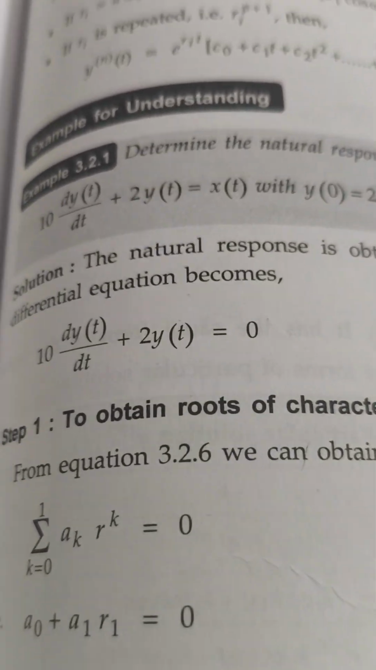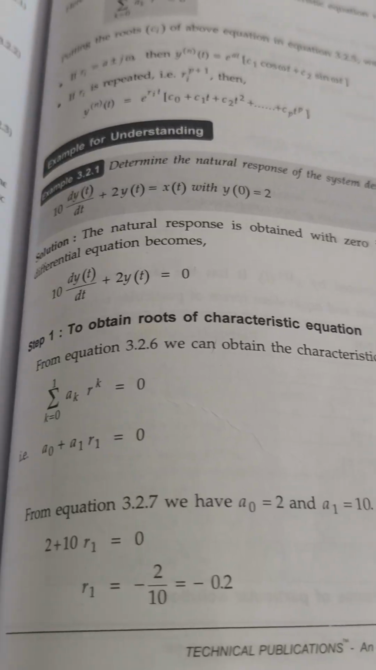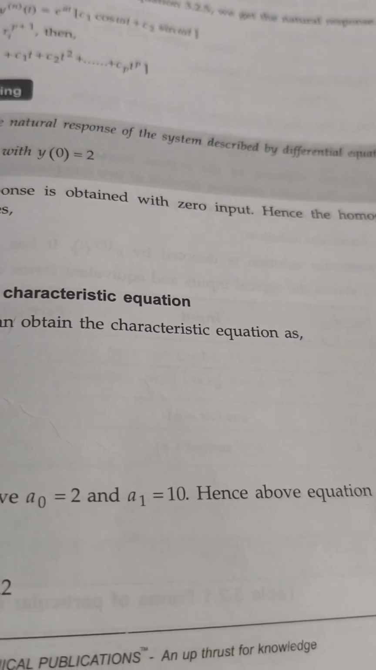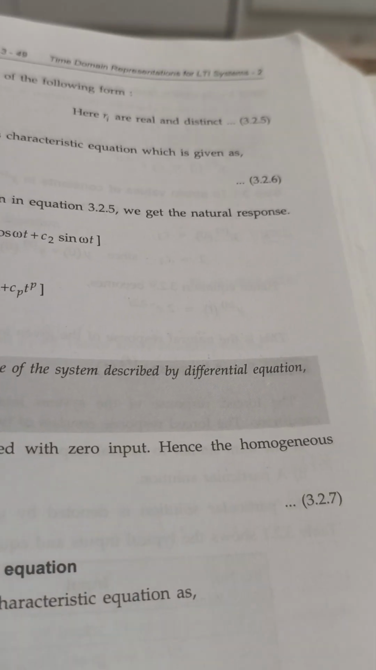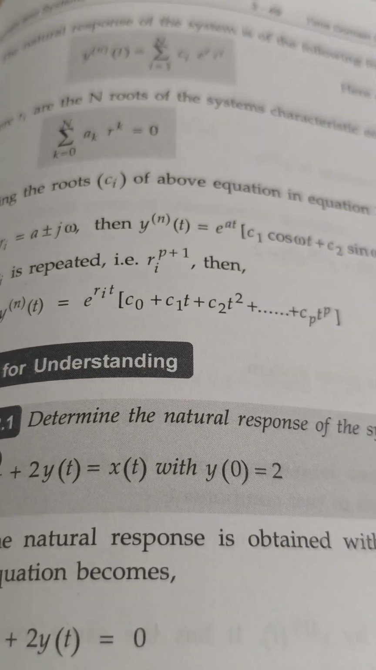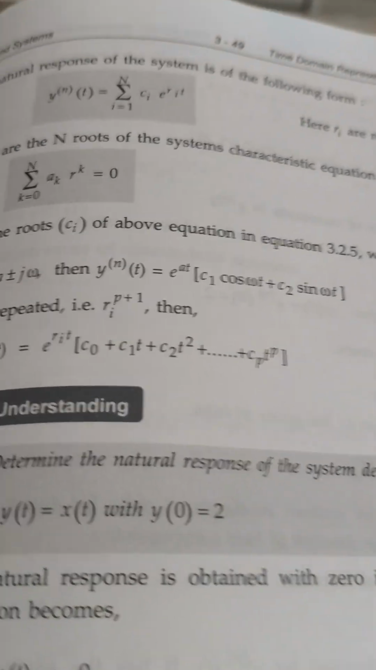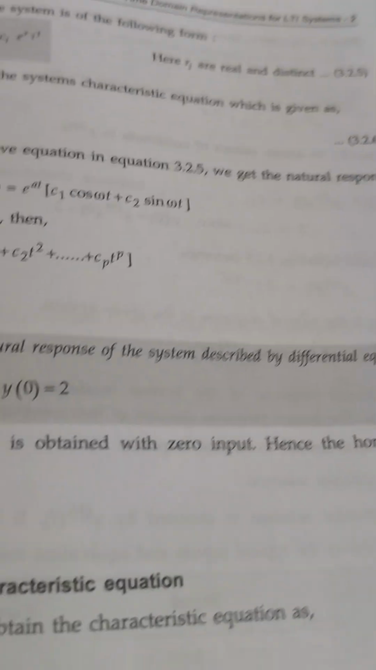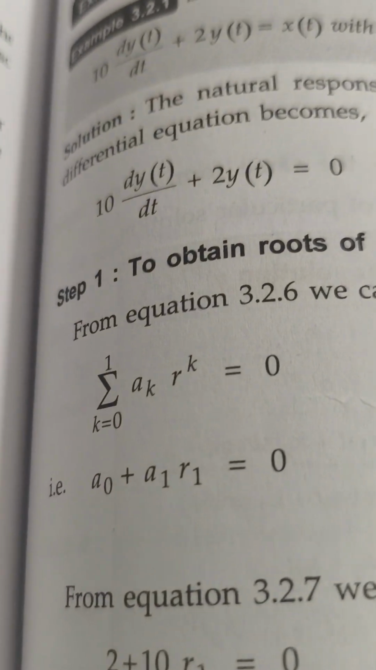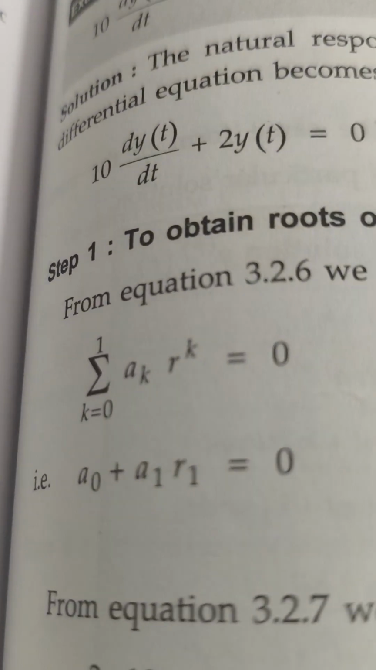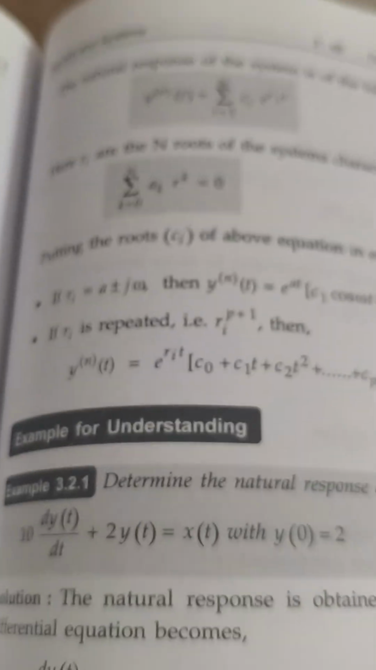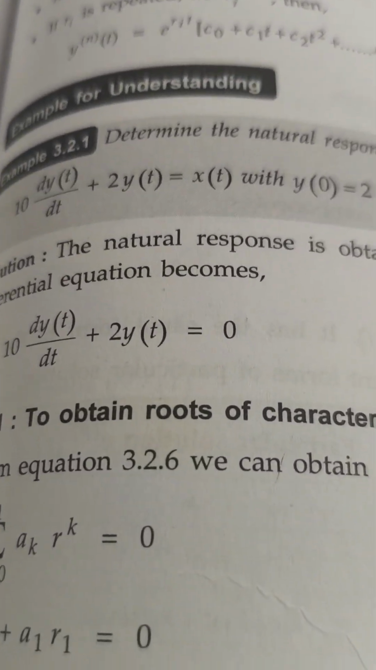Then what is the first step? Now, to obtain the roots of the characteristic equation from equation 3.2.6, we use this equation. From this equation we get the roots of the characteristic equation. That is, summation k equal to 0 to n, ak r raised to k equal to 0.